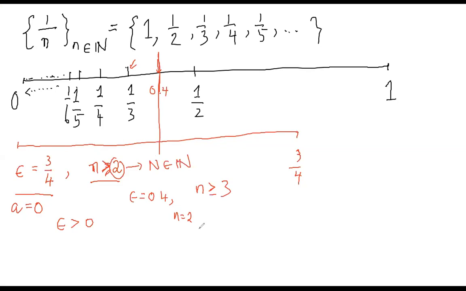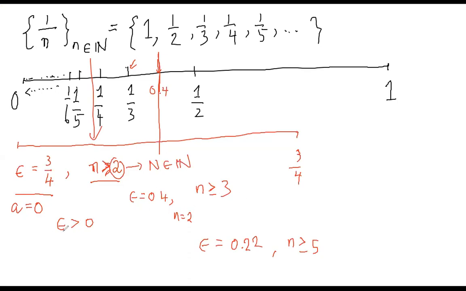Okay, if you set it here, then you have to start taking this. How about if you set your epsilon to be 0.22? So that will be here. If you set your epsilon to be here, so your n will need to be larger than or equal to 5. Okay, that's good. So you can keep on doing this.